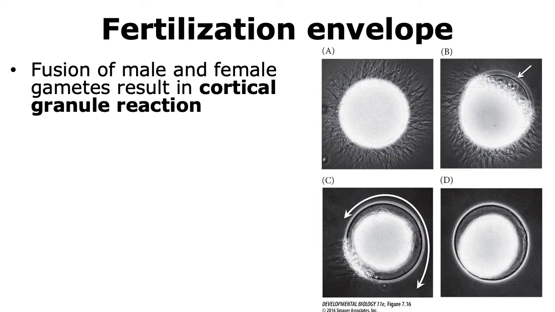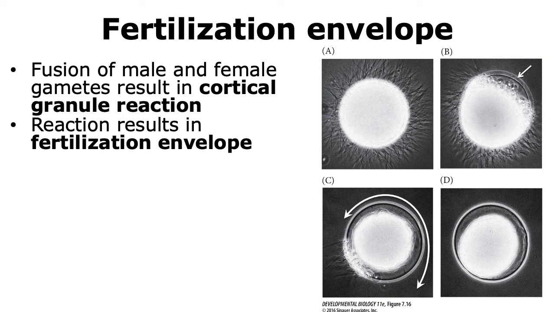When the plasma membranes of the sperm and the egg fuse, there is a transient increase in the calcium ion concentration in the egg cytoplasm. This in turn results in a cortical granule reaction. The cortical granule reaction results in the formation of a fertilization envelope.